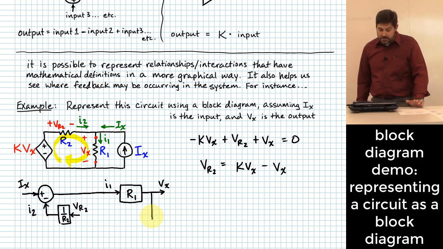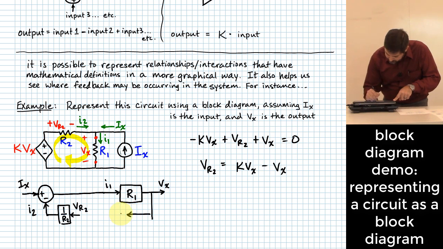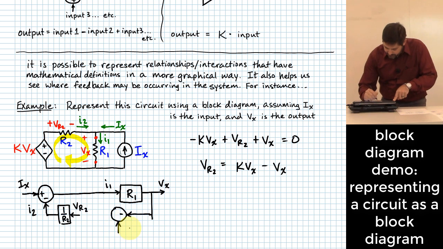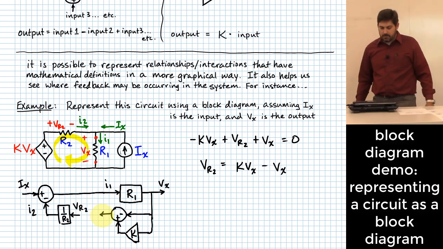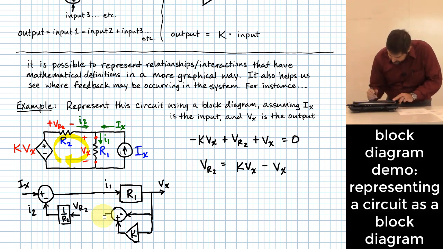I could, or I could just do two different paths, right? One of the things I could do is I could just take Vx all by itself, right, and actually subtract it. But then what else do I need to do? I need to add K times Vx. How do I do that? Well, I can use a gain. Add those together, what do I get out? VR2, which I can then feed into 1 over R2 over here.